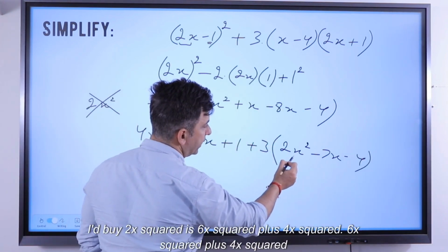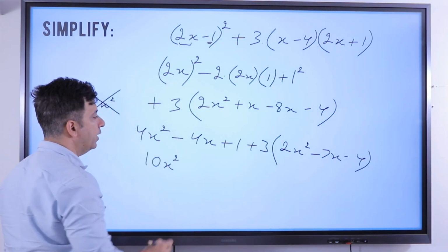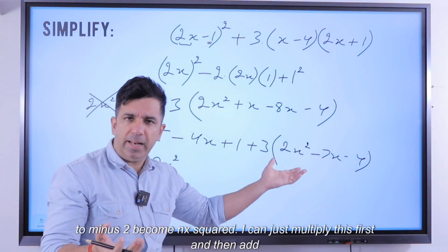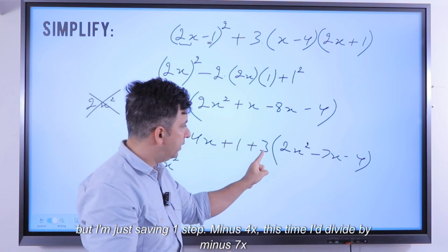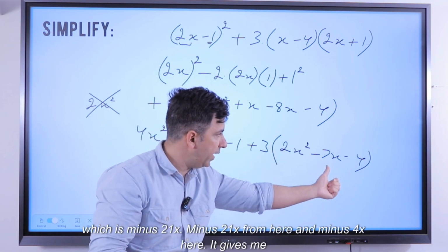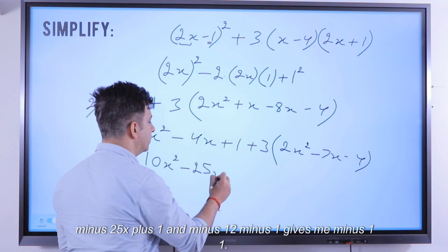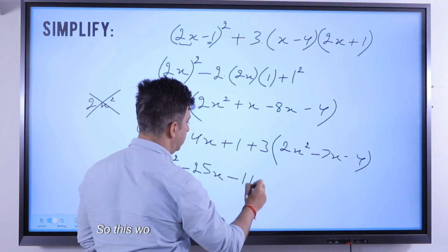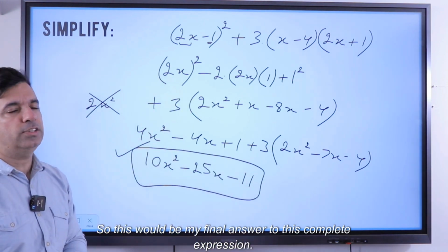Multiplying by 3, 2x square becomes 6x square, plus 4x square. 6x square plus 4x square combines to become 10x square. I can just multiply this first and then add, but I'm just saving one step. Minus 4x, and this 3 multiplied by minus 7x is minus 21x. Minus 21x from here and minus 4x here gives me minus 25x. Plus 1 and minus 12. Minus 12 plus 1 gives me minus 11. So this would be my final answer to this complete expression.